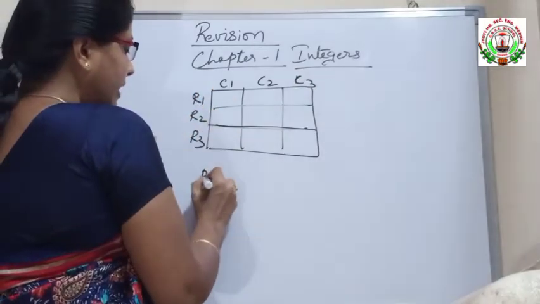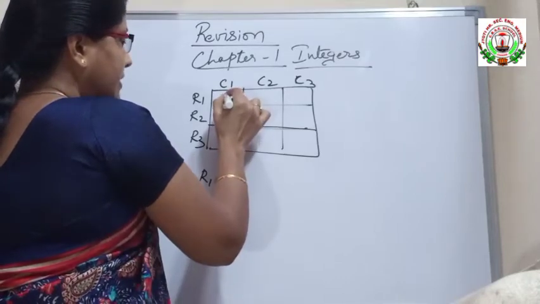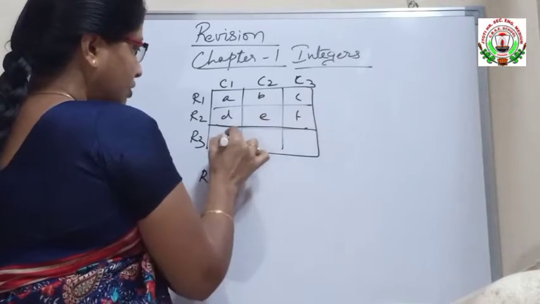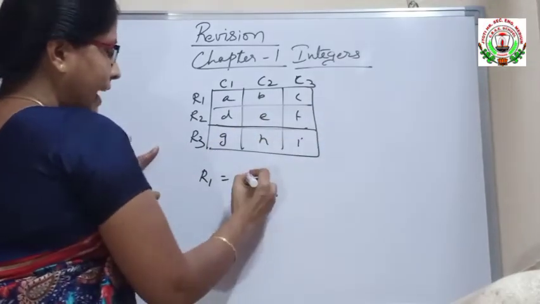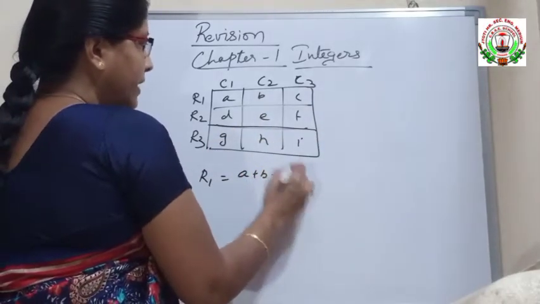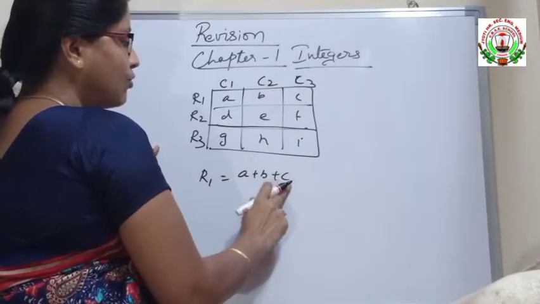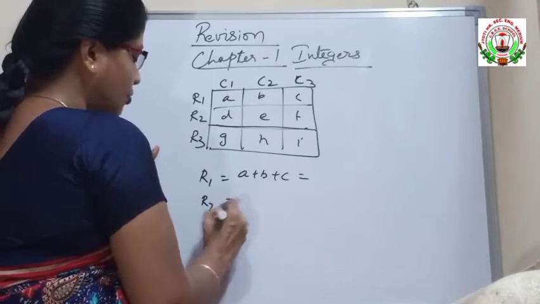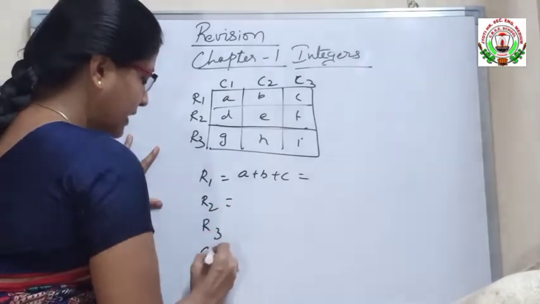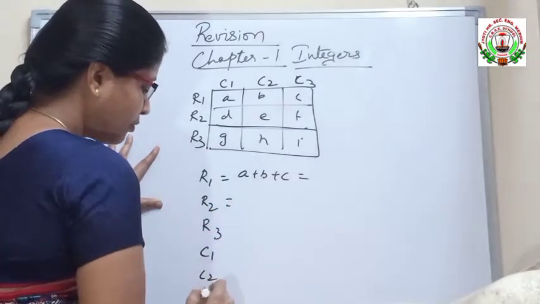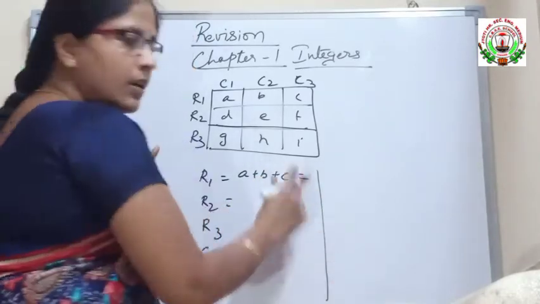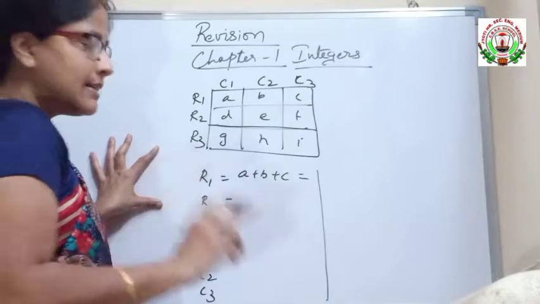You have to see row 1, that is A, B, C, D, E, F, G, H, I. So we have to add A plus B plus C because this is row 1. We add all these and find the answer. Same wise R2, same wise R3. Next, same wise column 1, column 2, column 3. We have to see that all the answers are the same.